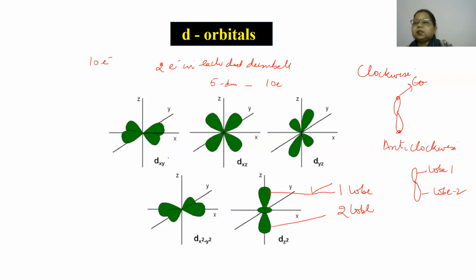Right? What is the meaning of dxy here? You can see there are 2 dumbbells, one on the x-axis and they are in between the x and y-axis. Similarly, xz, yz, x square minus y square, we do not have any explanation. The only important orbital on which you can be asked a question is dz square. Right? Is it clear? Should we move ahead? Yes, ma'am. Okay.